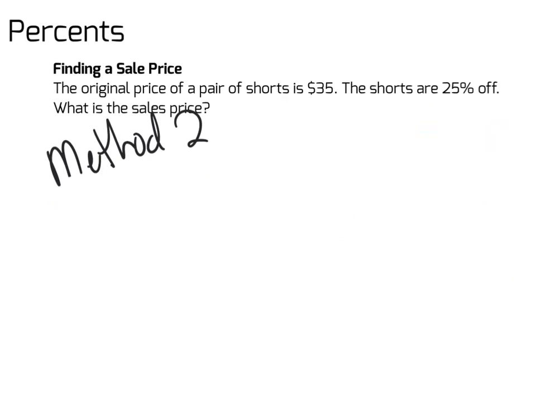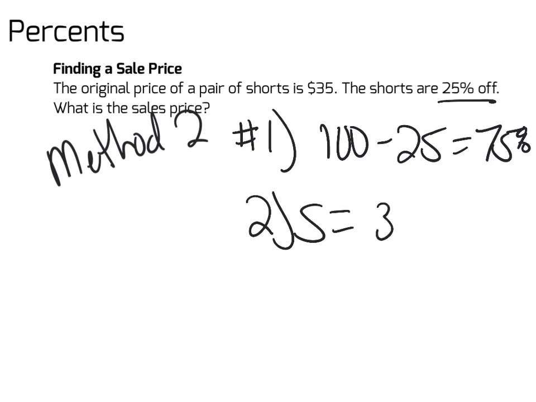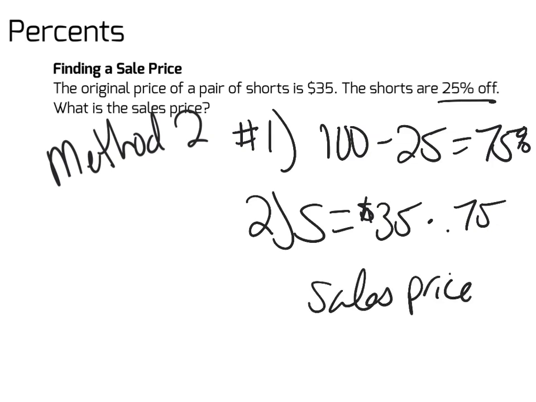So for method 2, the first thing you want to do is find the percent of the original price you want. So you're going to take 100% minus the percent that you are getting off to find the percent of the original price you really want. And then to find the sales price, you're going to take the original price, which is $35 in this case, times the new percent. And that's going to give you your sales price. Both methods give you the same answer. It just is a matter of which method you prefer.